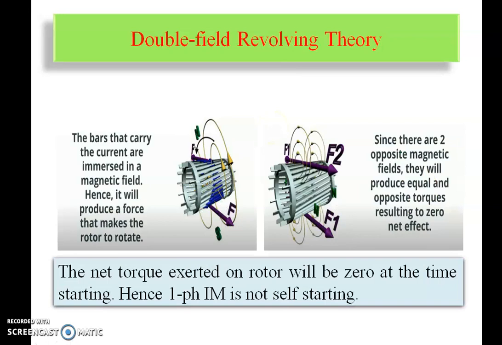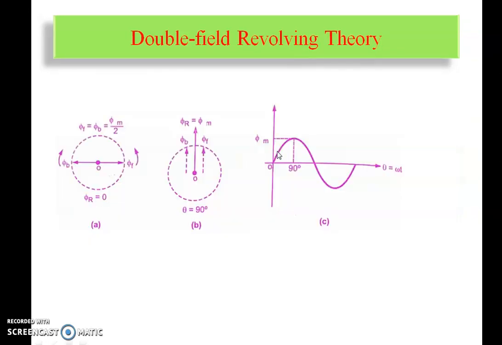So here, as I stated earlier, the stator has two different fluxes, that means only one flux but there are two different parts. One is rotating in the forward direction, clockwise, and the other is rotating anti-clockwise.